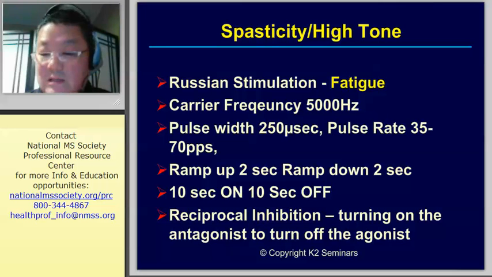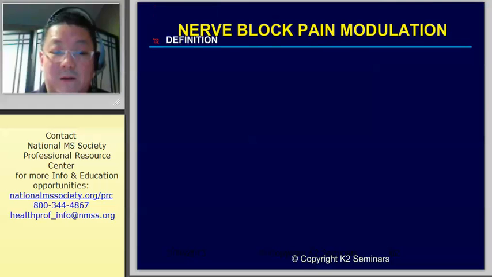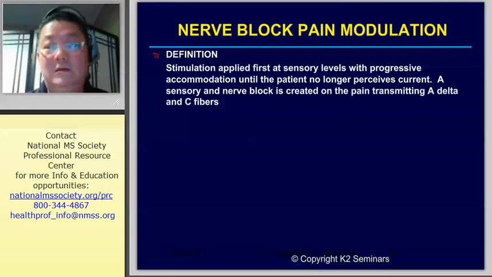How do I decrease spasticity with Russian stimulation? This is fatiguing the muscle. So the pulse width again as wide as it will go. The rate is about the same, 35 to 75 pulses per second. The ramp up time is 2 and the ramp down time is 2. But now guess what? Your on time is 10 and your off time is 10. So you can actually get fatigue of the muscle.